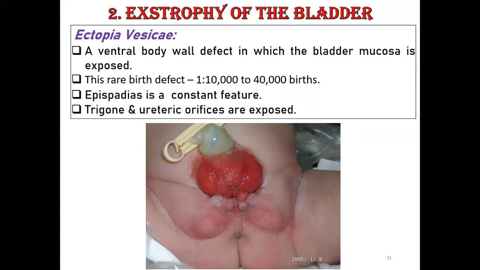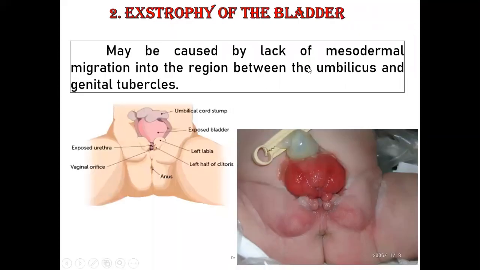Even I have seen this in my internship. I have seen this kind of case in a female. So it may be caused by lack of mesodermal migration into the region between the umbilicus and genital tubercles. So see here, this is the exposed bladder. This is actually a female patient, usually more common in female babies than male babies. This is the labia, the external genitalia, the anal opening, and this is your exposed bladder.